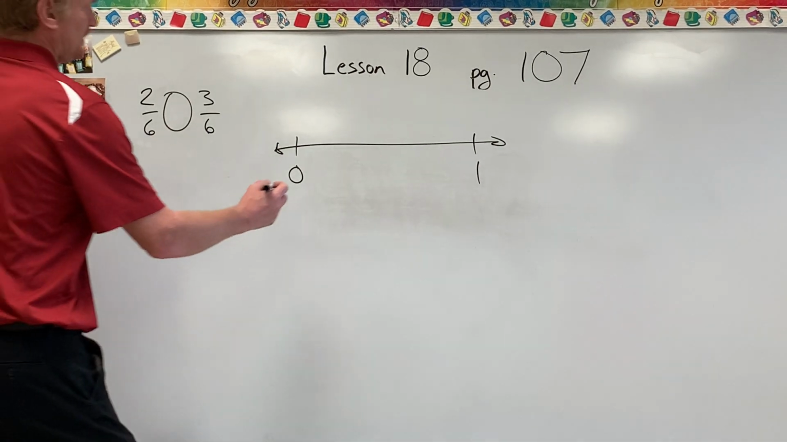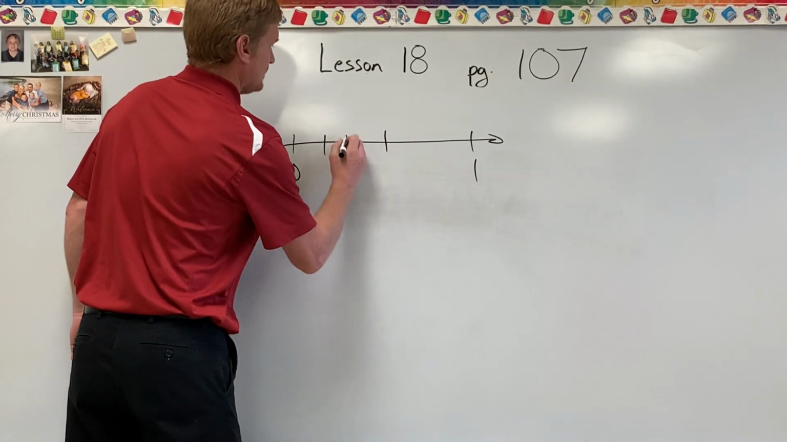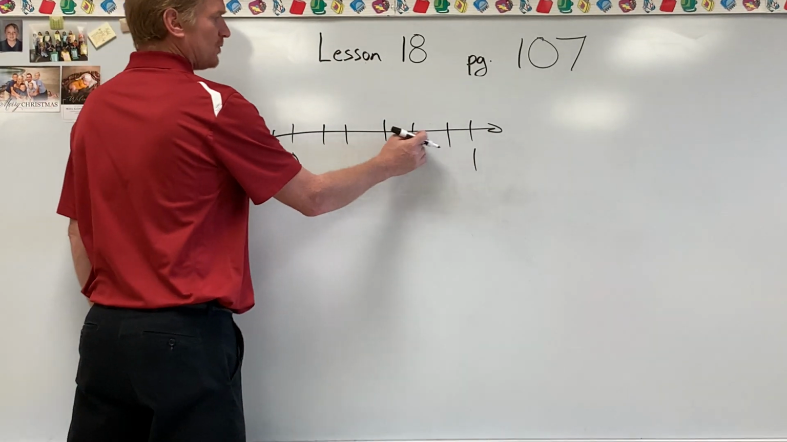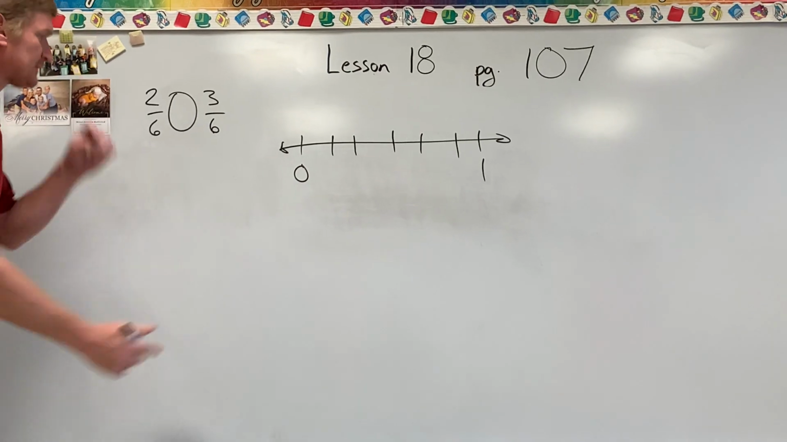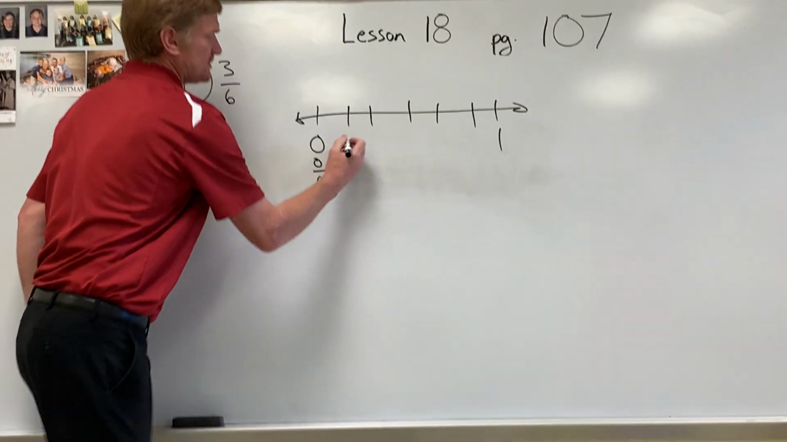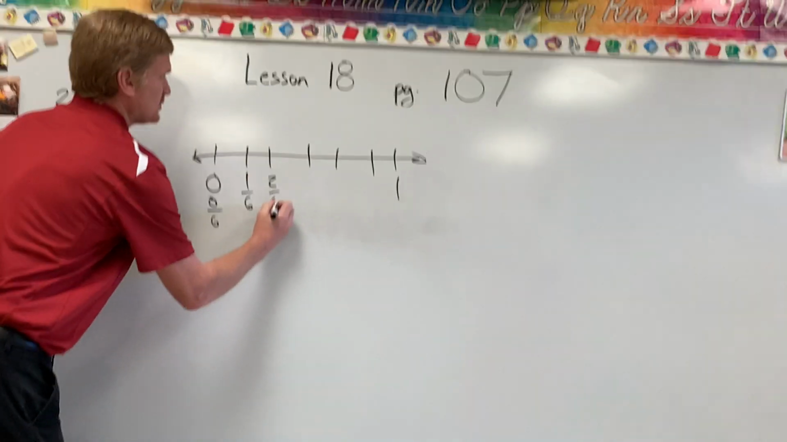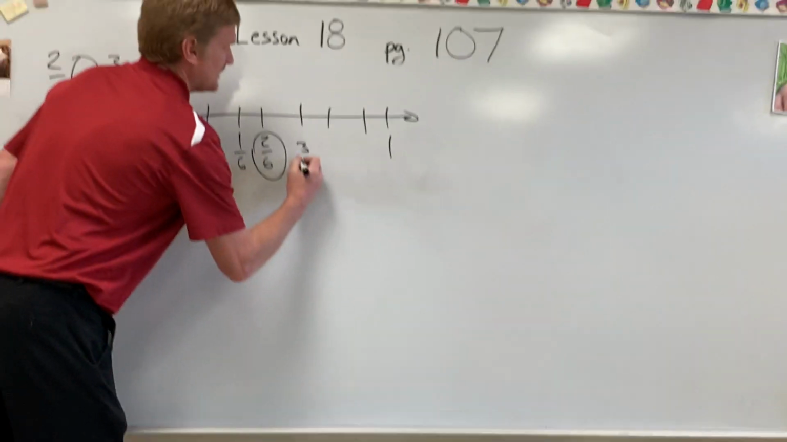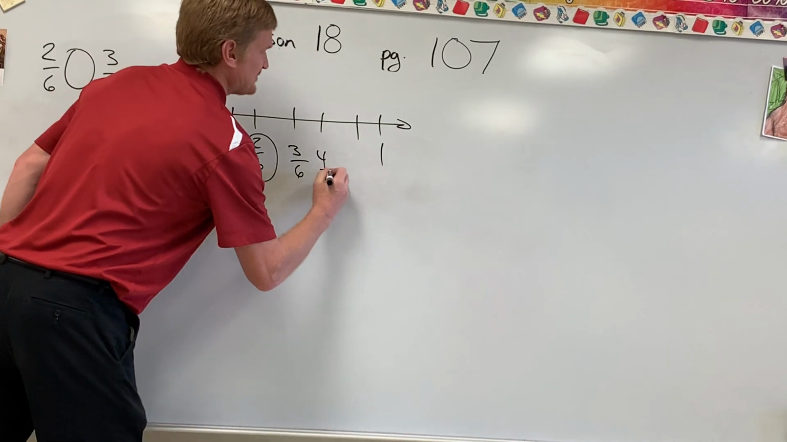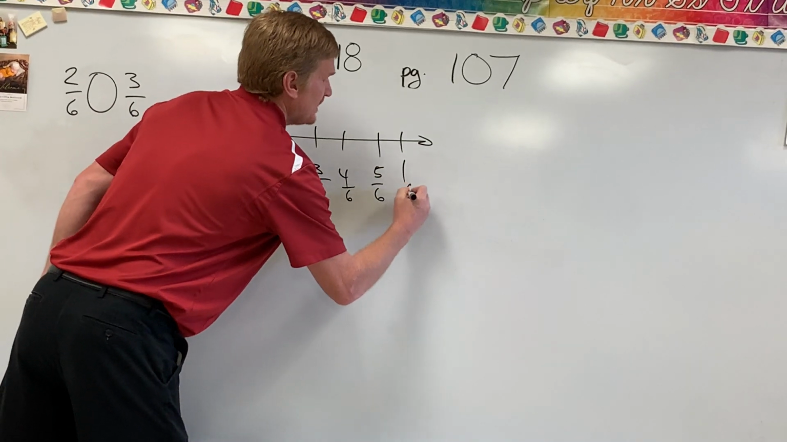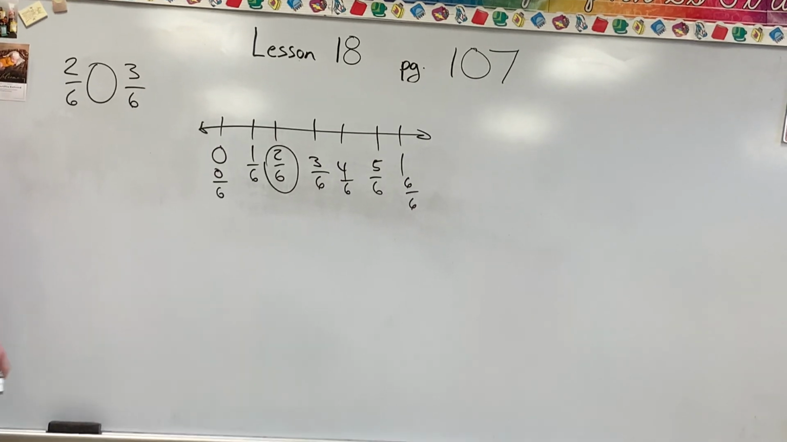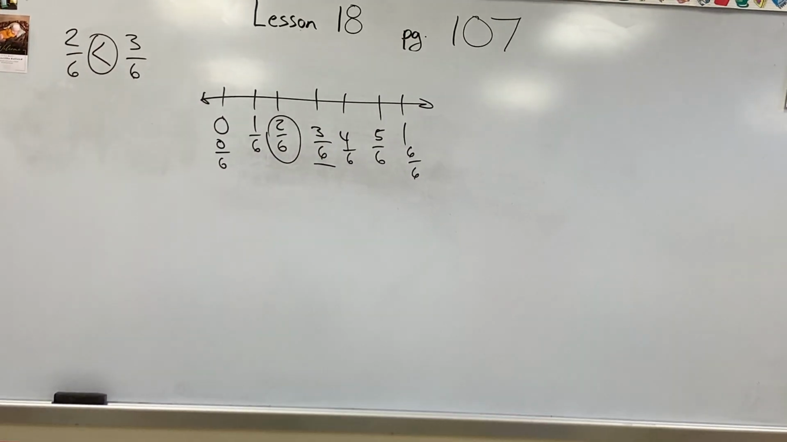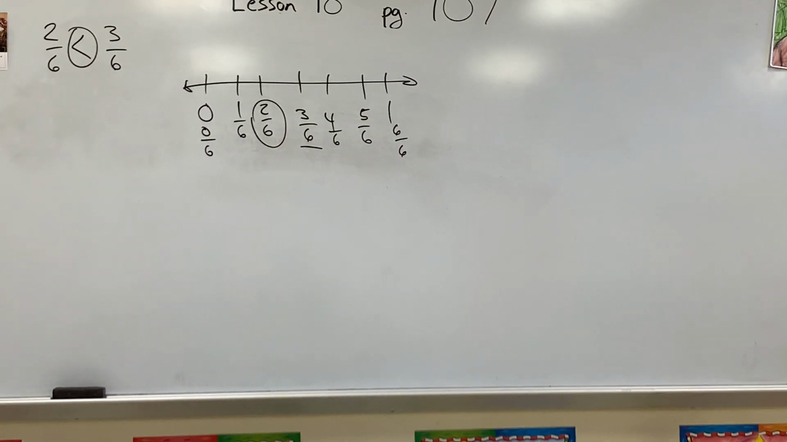All right, hopefully it's going to look a little like that. So you're going to have 1, 2, 3, 4, 5, 6 spaces. Go ahead and label them 0/6, 1/6, 2/6. Ooh, that's my first one, closest to 0. I'm going to circle it. Next is 3/6, 4/6, 5/6, and 6/6. Okay, which one is farther from 0? 3/6, so it is greater. Hopefully you got that one.